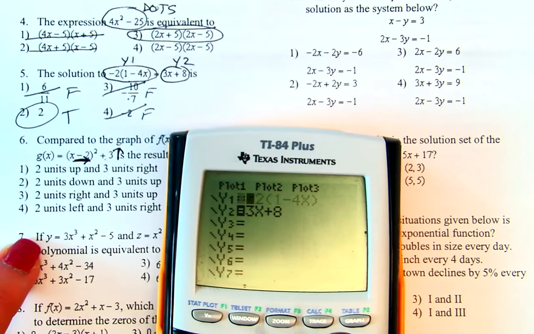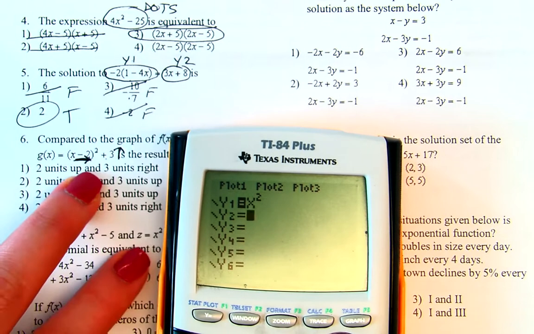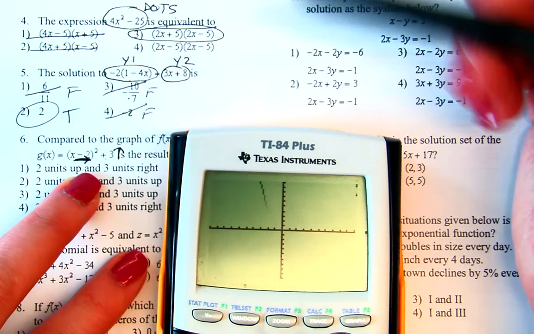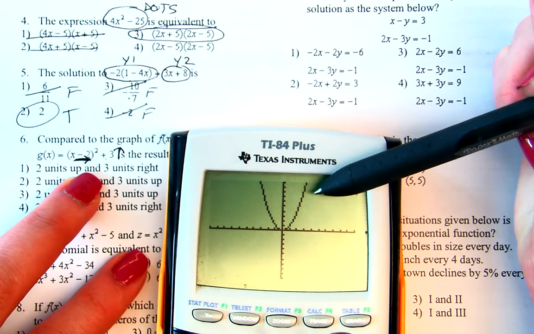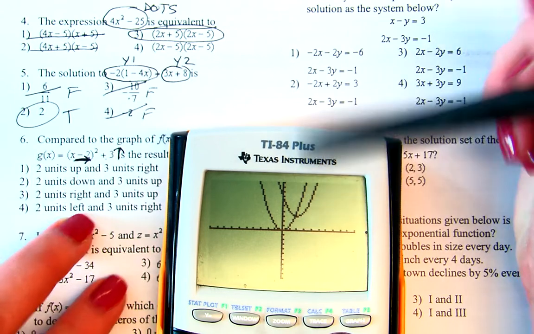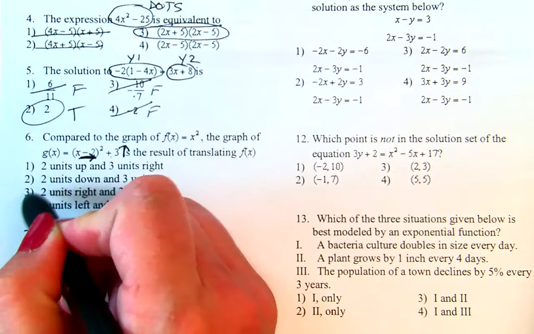Plug the first one into y equals x squared. That one's going to graph first, and then type in the second one. Take a look at your graph. That's my first original function. Oh, wow, I moved to the right and up. So I'm going to pick the one that says to the right and up.